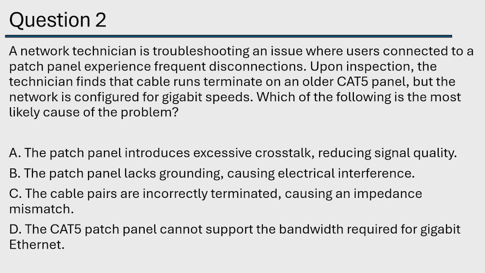Does it A, the patch panel introduces excessive crosstalk, reducing signal quality? I like that answer. I really do. I mean, older patch panel, that is a possibility. B, the patch panel lacks grounding, causing electrical interference. I don't think so. I think that we can understand from the statement here that that's probably not the case. C, the cable pairs are incorrectly terminated, causing impedance mismatch. No, I don't think so. And then D, the Cat5 patch panel cannot support the bandwidth required for gigabit Ethernet.